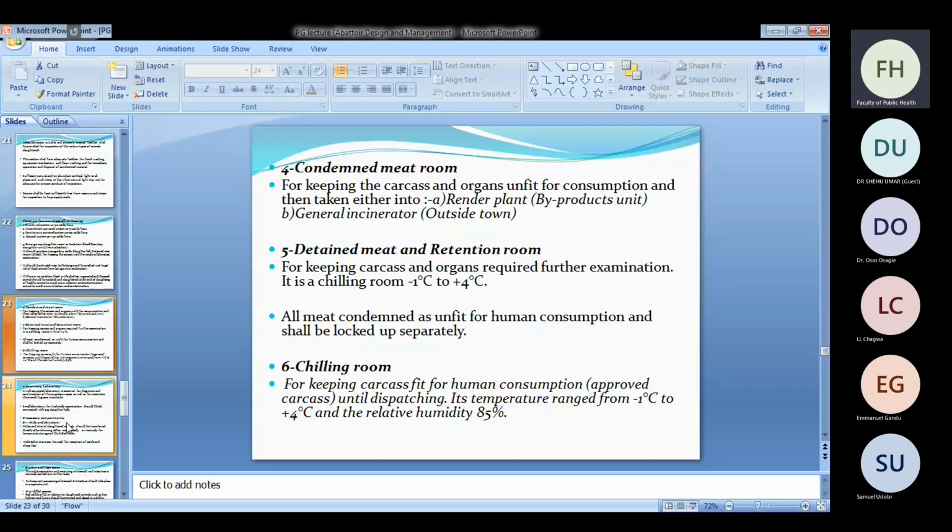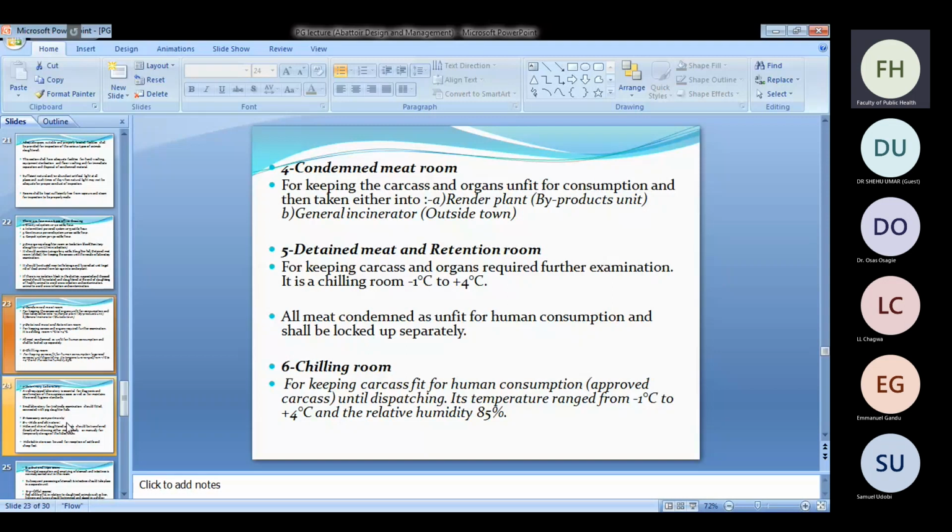We also have a place we call the detain room or retention room. It is used for keeping carcass or organs required for further examination. When you suspect some condition as an inspector and want to subject the meat to further examination, you have to detain it. It is in chilling room condition of 1 degree Celsius to 4 degrees Celsius, to avoid deterioration of the meat.